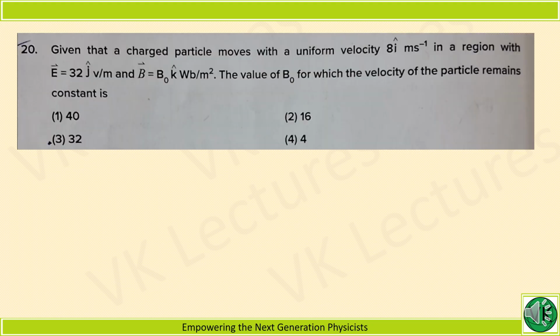Given that a charged particle moves with uniform velocity 8 i meter per second in a region with electric field 32 j volt per meter and B equal to B0 k Weber per meter squared, the value of B0 for which the velocity of the particle remains constant is: the correct answer is option 4.